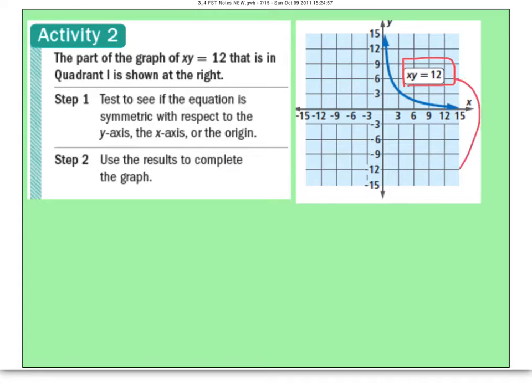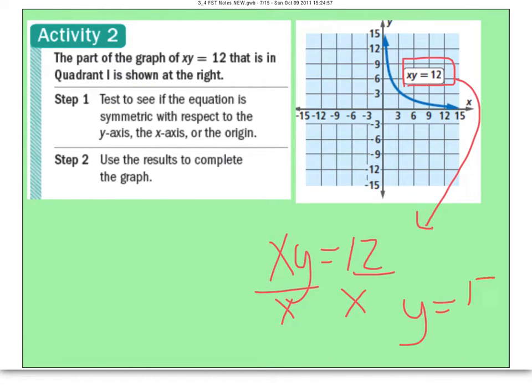Now, if you were going to put this in your graphing calculator, what you would do is get y by itself, so you would just divide by x. So really this is the equation y equals 12 over x. If you graph that, what you're going to see is there's more to this graph. This is the first part in quadrant 1, but quadrant 3 also has this image. And they want you to look at it and you can see what type of symmetry it has, and then we can actually prove it too.